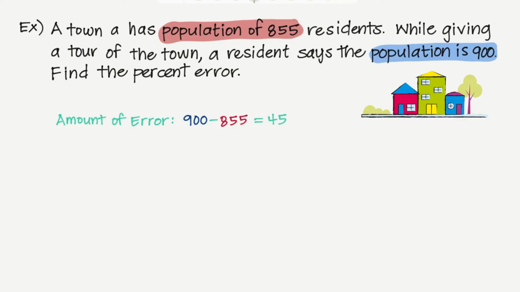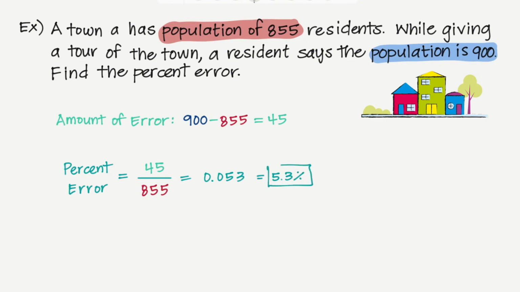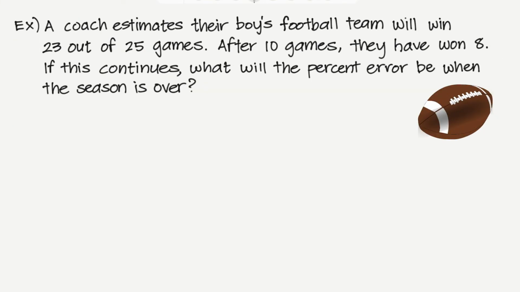And now with that amount of error, we can find the percent error. So if you remember, we're going to compare the amount of error to the actual amount. So 45 compared to 855. And when I divide those values, I get the decimal 0.053, which is 5.3%. So that was their percent error in estimating the population of their town.